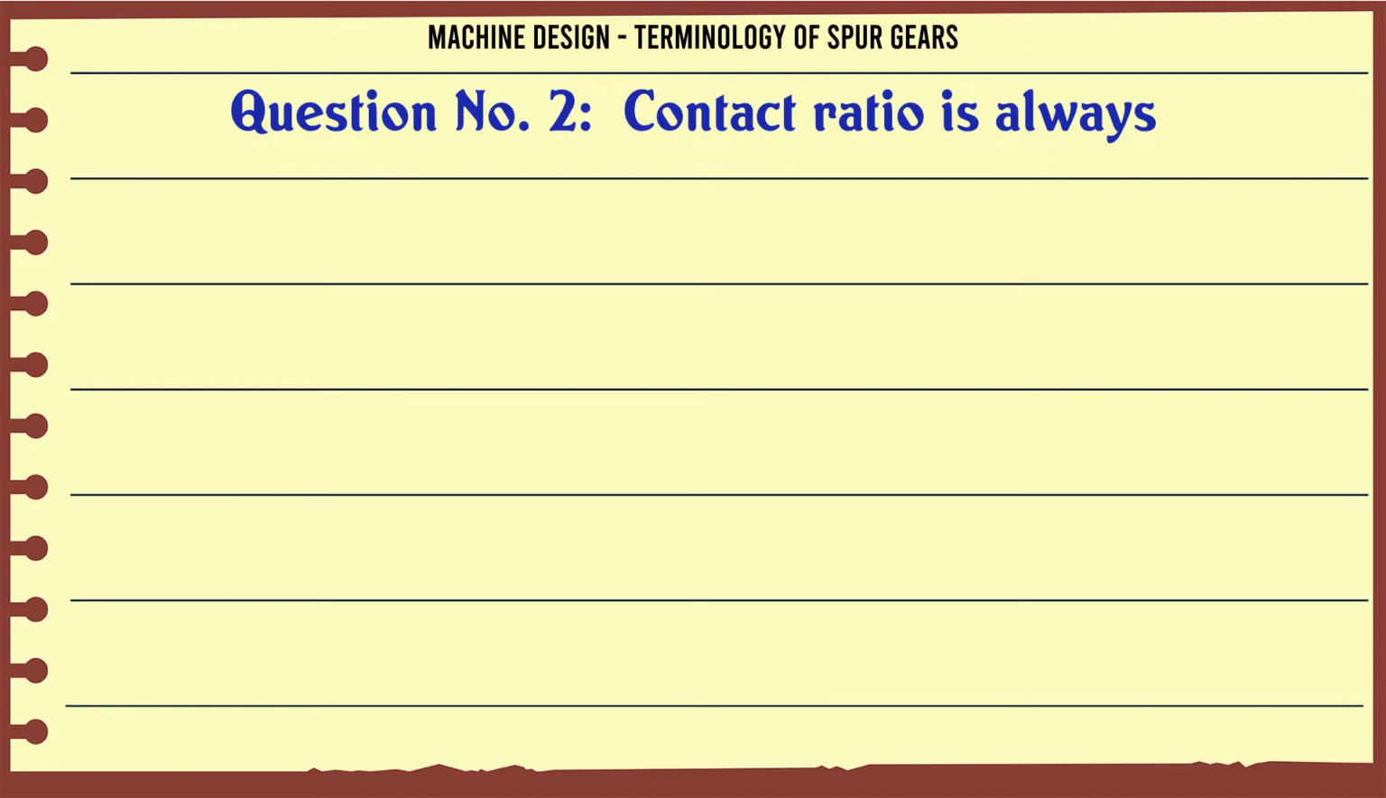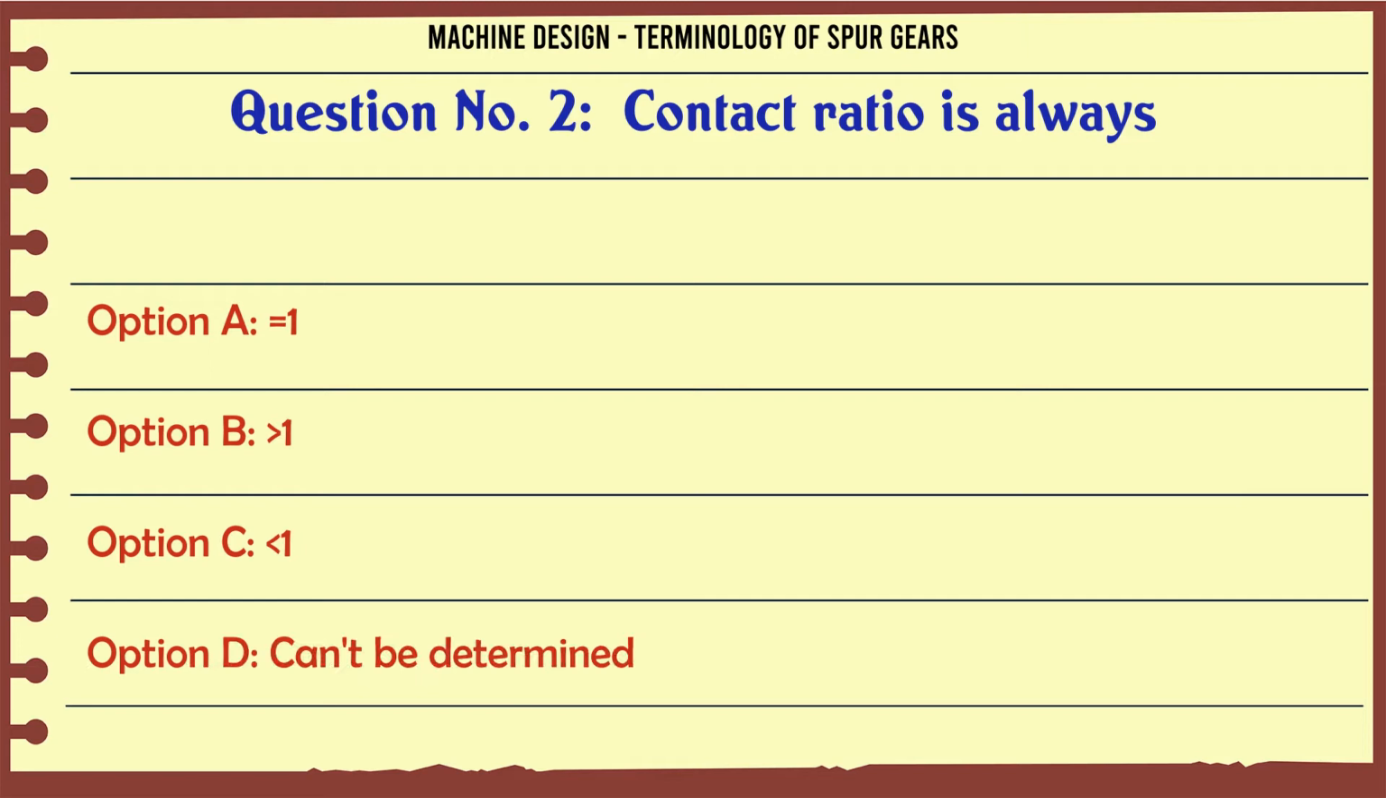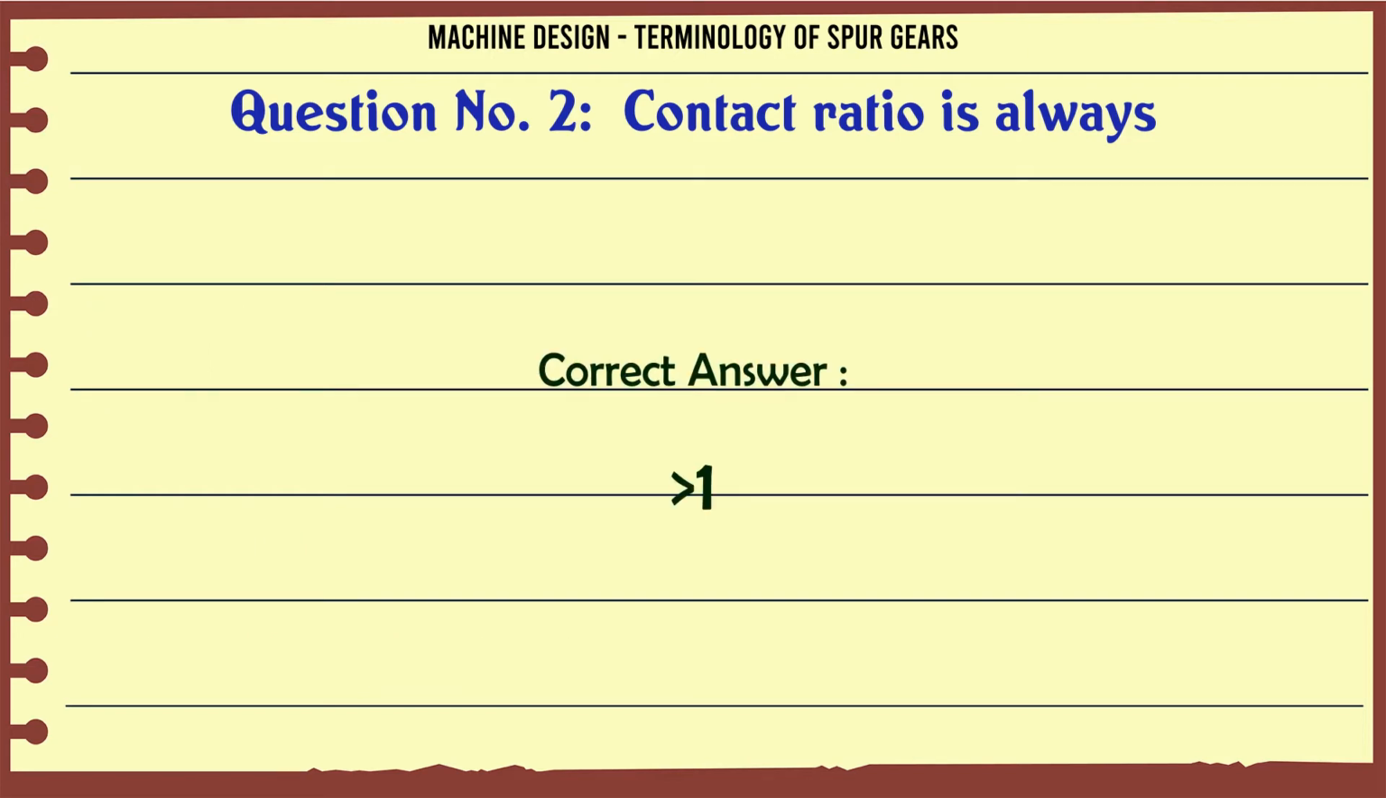Contact ratio is always A. 1, B. 1, C. 1, D. Can it be determined? The correct answer is 1.